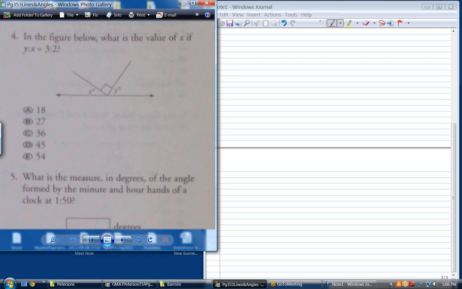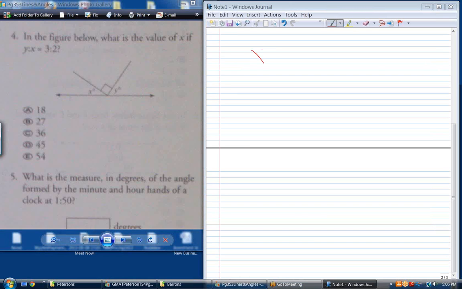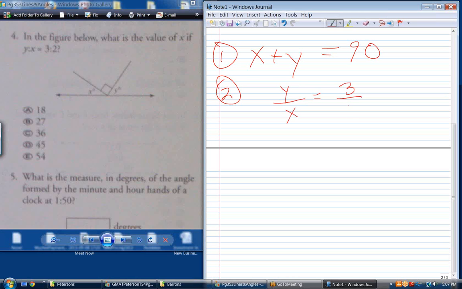Well, there's one angle that's 90, and since the whole thing is 180, you basically have 90 left. So we know x plus y has to equal 90. And then y needs to be bigger than x. We can do this problem algebraically. Here's one equation. What's the second equation? y divided by x is equal to 3 divided by 2.